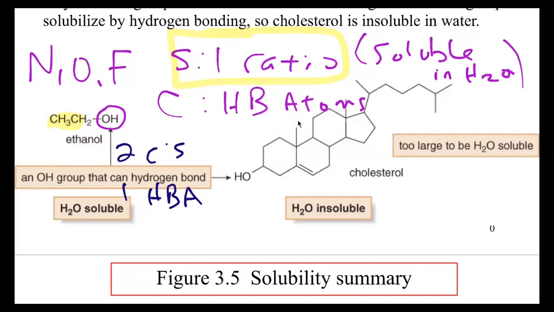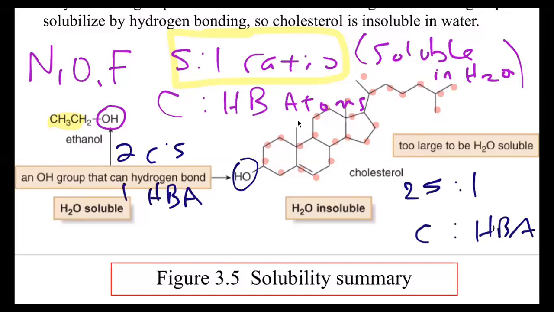Look at the number of carbons. I'm not going to count them, I'm just going to highlight them. That's a lot of carbons, right? And then how many hydrogen bonding atoms do you have? Just one. Just one hydrogen bonding atom, and you have 10, 14, 16, 17, 18, 19, 20, 21, 22, 23. Almost 25 carbons. So the ratio here is 25 to one, carbons to hydrogen bonding atoms. That's not going to be soluble.